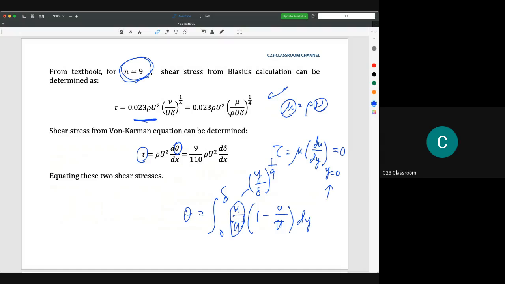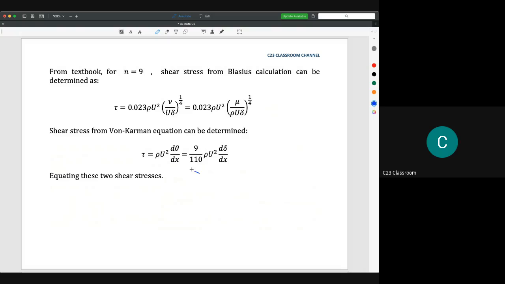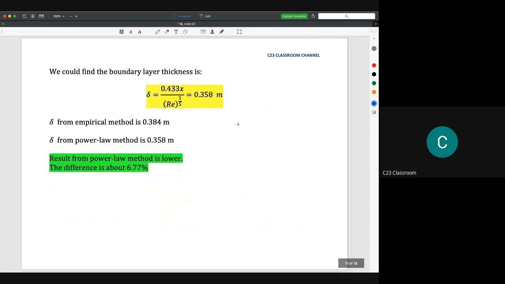Okay, and then you will get around 9 over 110 theta. And then we substitute in this equation, and we equate these two shear stresses. So equating these two shear stresses means you substitute the value of this one with the value that we get from the Blasius calculation. When you equate that equation, I hope you could solve it, because I already gave the example in the previous lesson.